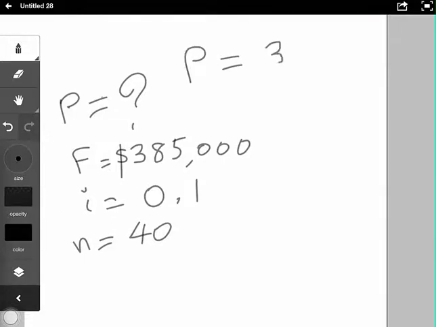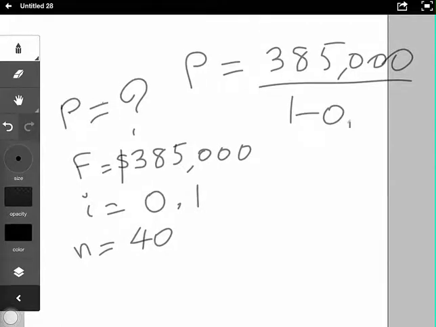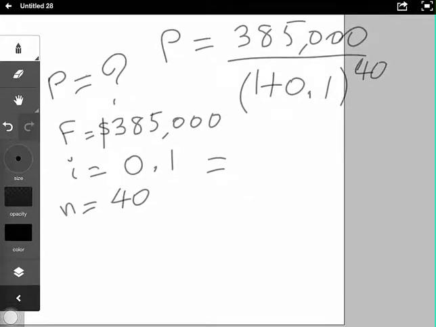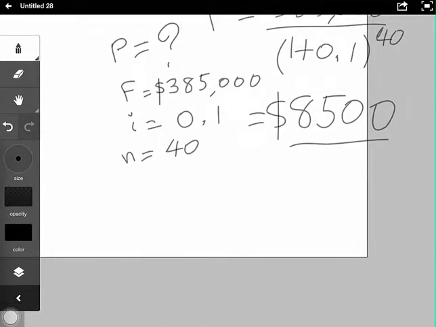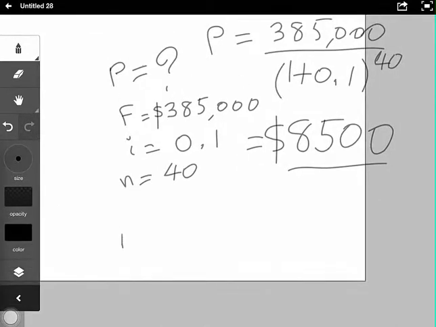P equals 385,000 over (1 plus 0.1) to the power of 40. Then we get the value of P, which is 8,500. So the present value is, of course, a lot less than the value in 40 years. So in this example, you see it as a present value.